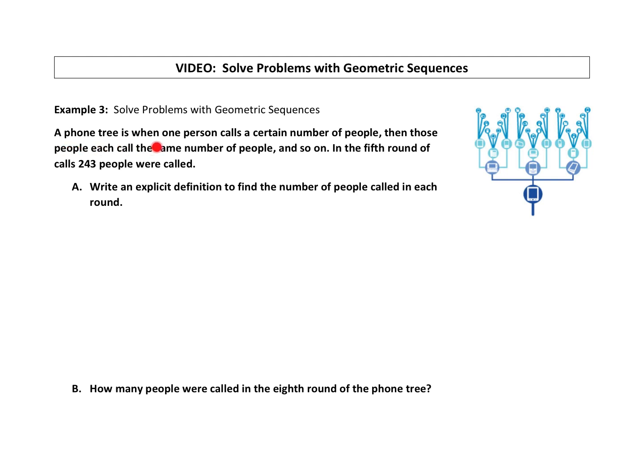A phone tree is when one person calls a certain number of people, then those people each call the same number of people, and so on. In the fifth round of calls, 243 people were called. Write an explicit definition to find the number of people called in each round. Okay, so what do we know?